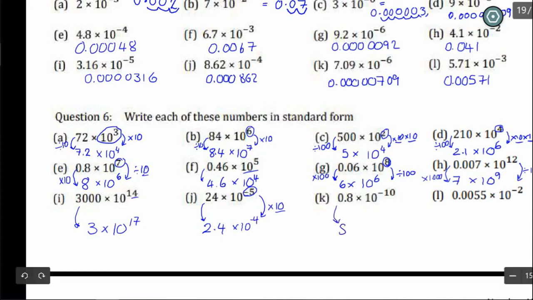Here I need to times by 10 again, so I'm going to divide this bit by 10. And so I'm going to decrease this number by 1. So it's now going to be 10 to the power of negative 11. And the final one I need to times by 1,000 to get 5.5 as my multiplier. And I need to divide this by 1,000. So I'm going to decrease its power by 3. It's already a negative 2. If I decrease negative 2 by 3, it's going to give me negative 5.